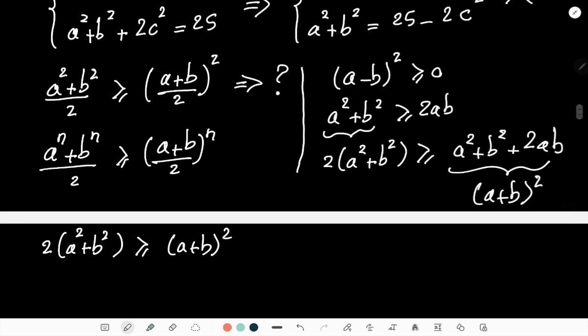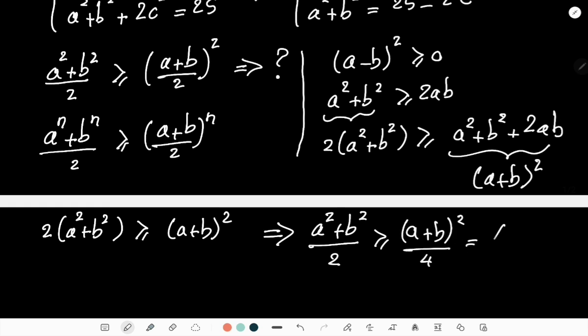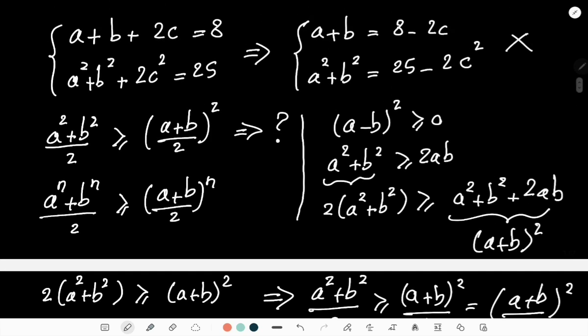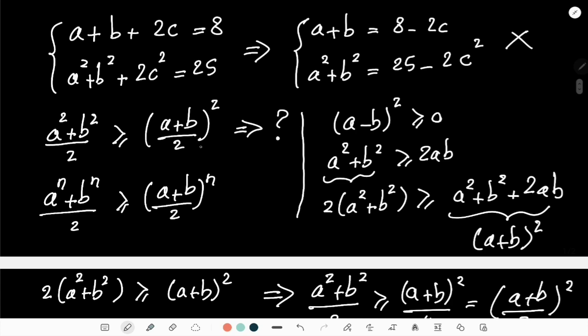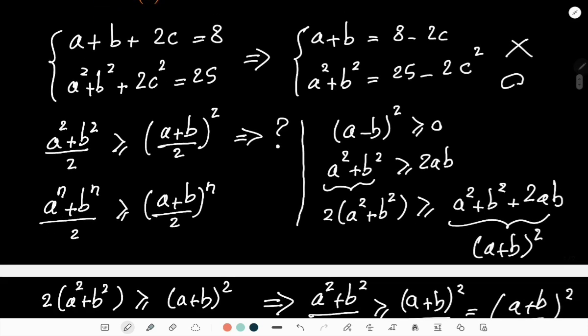Okay, and in here, if I divide both sides by 4, then I get a squared plus b squared divided by 2 is greater than or equal to a plus b to the power of 2 divided by 4, which is the same as a plus b divided by 2 to the power of 2. So in other words, I could simply prove this inequality. Okay, so we proved it, and now we want to make use of it here. So let's see how we can make use of it.